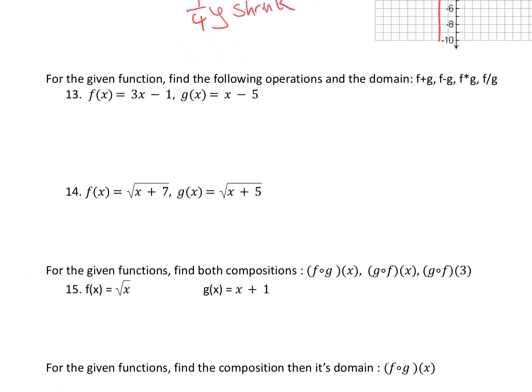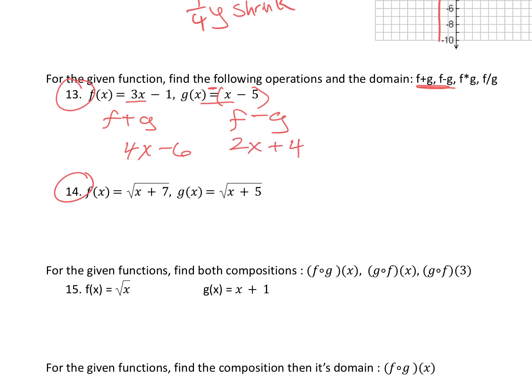Now, function operations. So doing all of them, I'll do 2 on this and 2 on this. So let's do the first 2, add and subtract. If I'm just adding f and g together, I'm just combining my like terms. So this is 4x minus 6. If I'm subtracting f and g, just be careful that all these are being subtracted. So this becomes 2x plus 4. Their domains are all real numbers for both. These are both linear functions. There's not much of a problem.